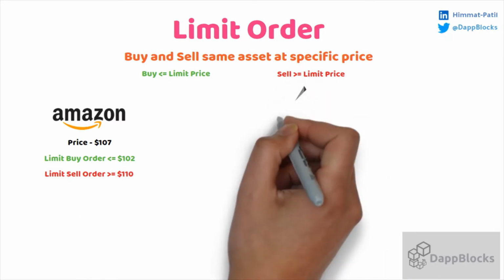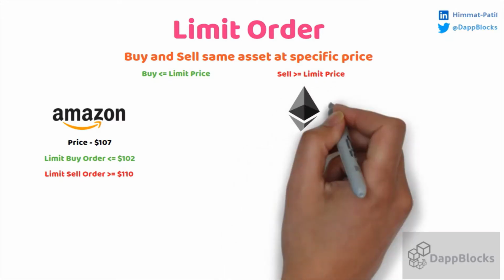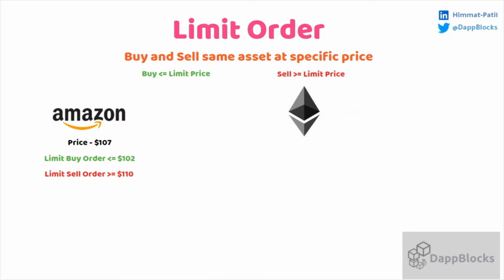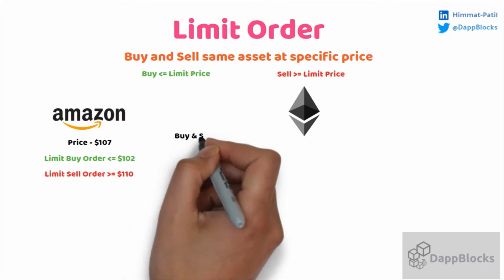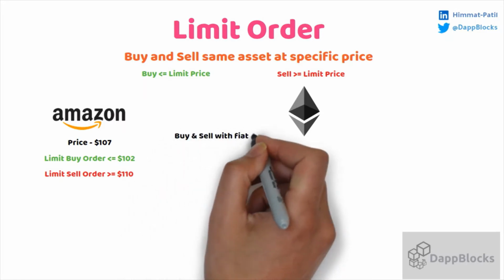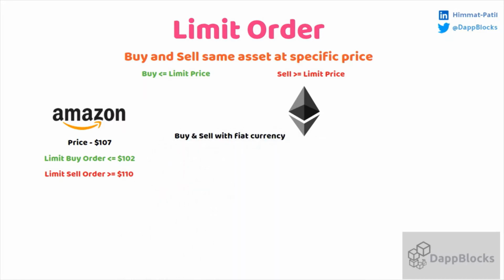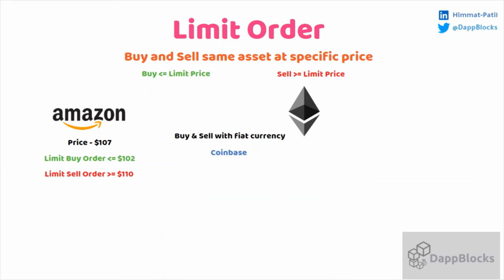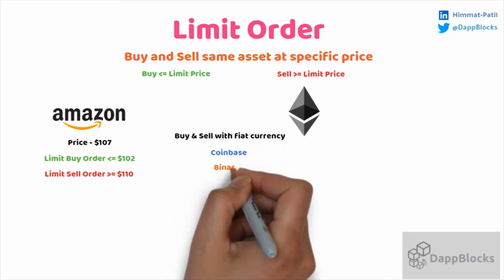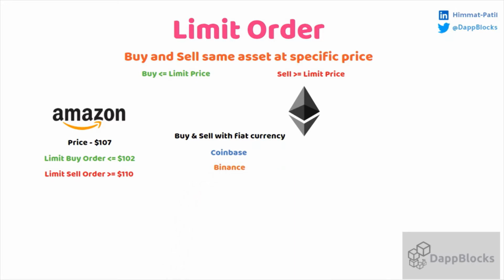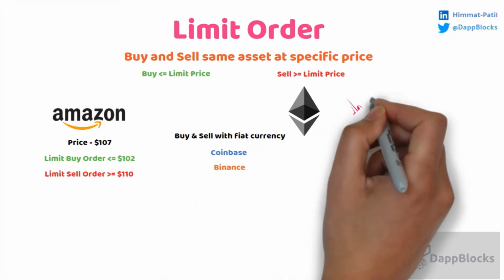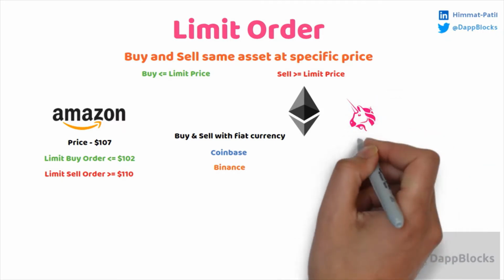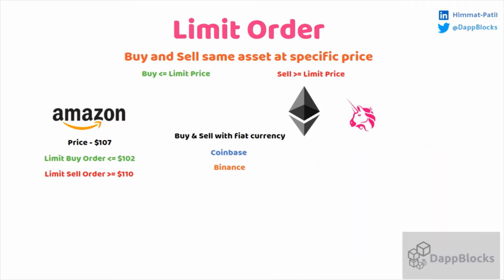Similarly, in crypto, we can place limit orders. There are two types of limit orders in crypto. First, buy and sell crypto with fiat currency on centralized exchanges like Coinbase, Binance, etc. Here, a limit order works the same as we discussed for the Amazon stock. Second, swap crypto on decentralized exchanges. For example, you can swap your ETH for USDT with a limit order.